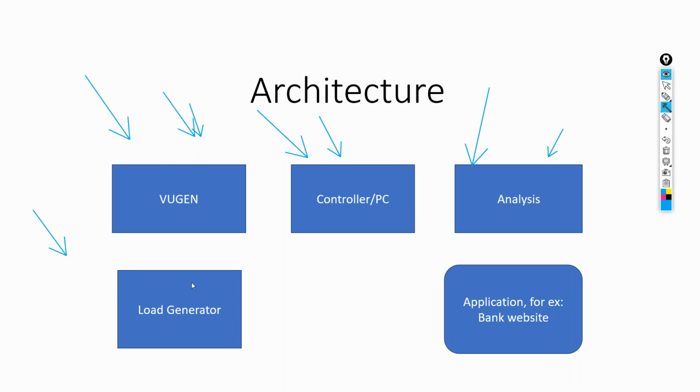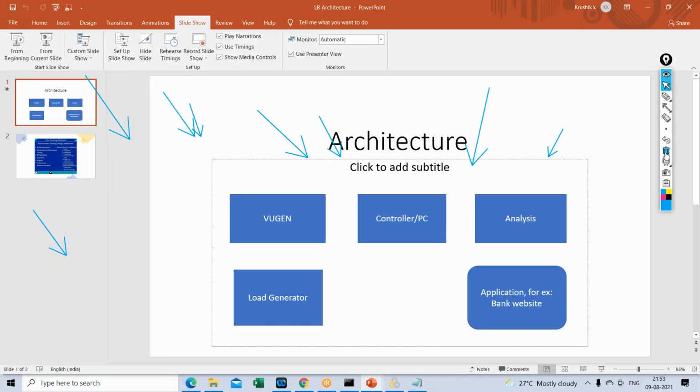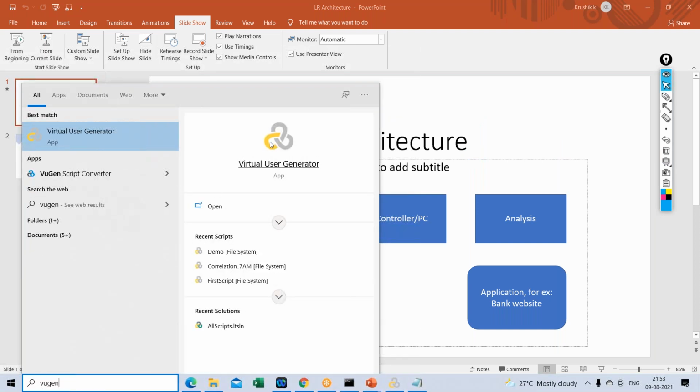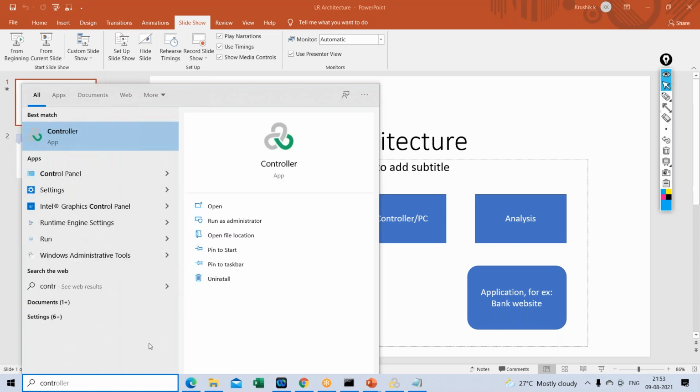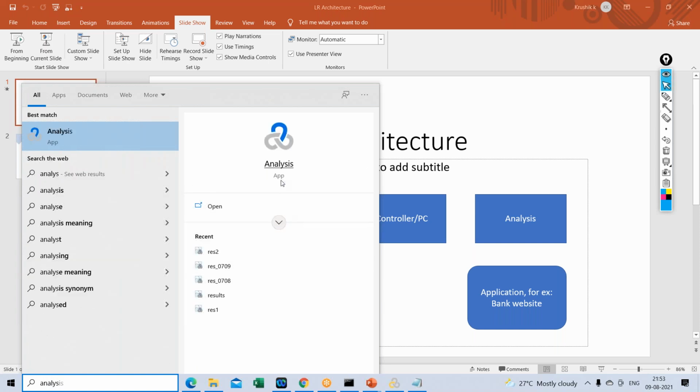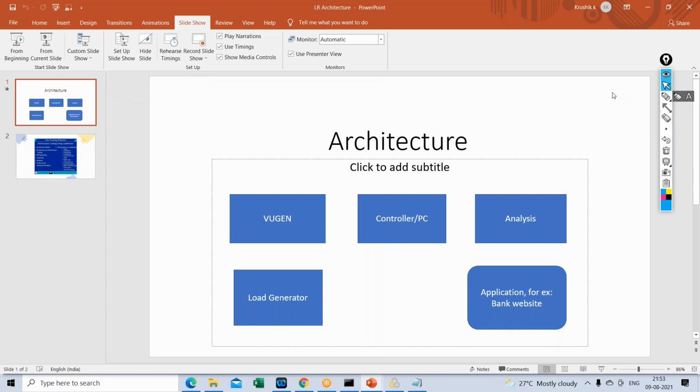How it works, I'll explain in our upcoming sessions. But each of these is a different component. For example, VuGen, Controller, and Analysis. Let's quickly search VuGen. See, you got VuGen here. This is one component. Now you type Controller. See, you got Controller here. Now you type Analysis. Now you got the Analysis component here. So these three are different components as part of the LoadRunner architecture.